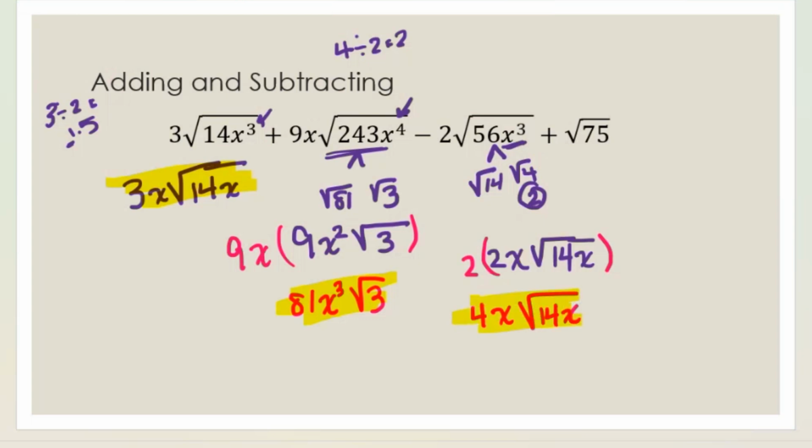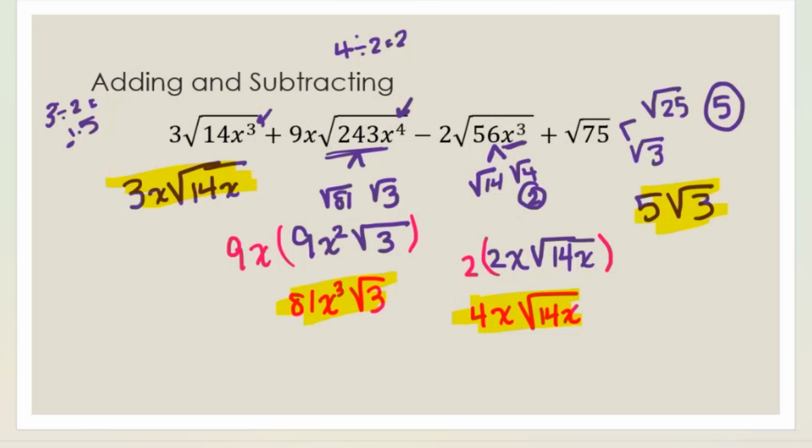And then we get to the last term. The very last term is just the square root of 75. When I think of 75, I know 25 goes into it. That's a perfect square. 25 times 3. Square root of 25 is 5. So 5 square root 3. Right, so I've simplified each term here.